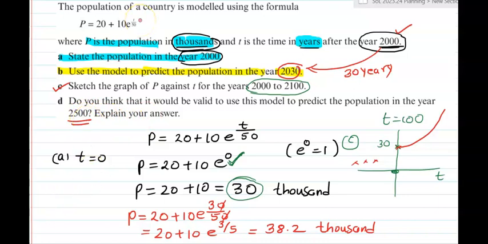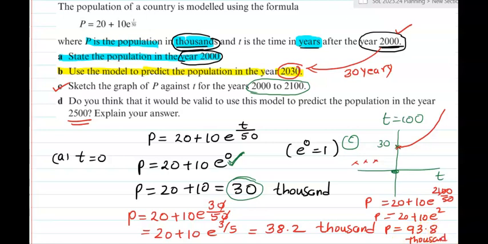If you see here, this is our graph C. If you want, you can put the value of t as 100. So P equals 20 plus 10 e to the power 100 over 50. 100 over 50 will be 2, so it's e to the power 2. If you put this in a calculator, 20 plus 10 e to the power 2, what should be your answer? It should be 93.8 something, 93.8 thousand.